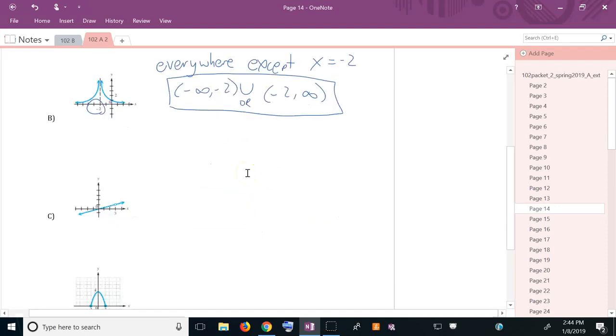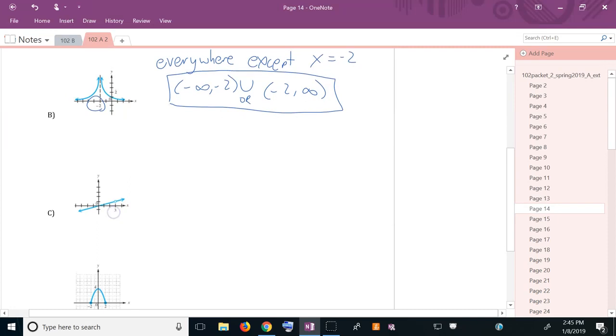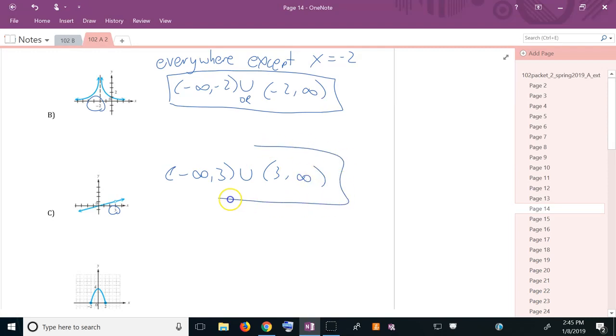Let's scroll down to my next one. Once again, something weird has happened here. This time, something's happening at +3. So it's continuous everywhere except at +3. So I would write that as negative infinity to +3. Again, that little u means or, and then +3 to positive infinity. So once again, I get two intervals for my answer.